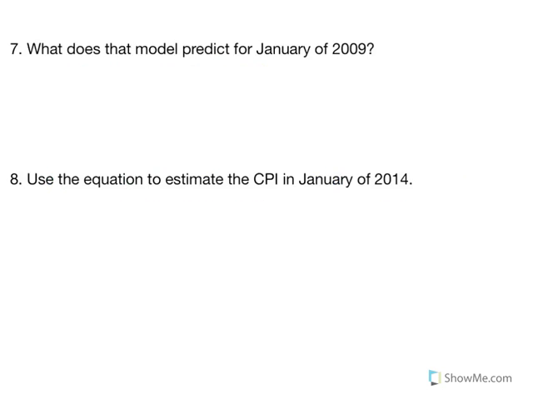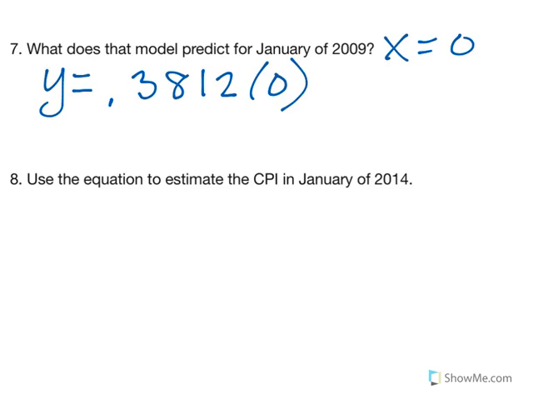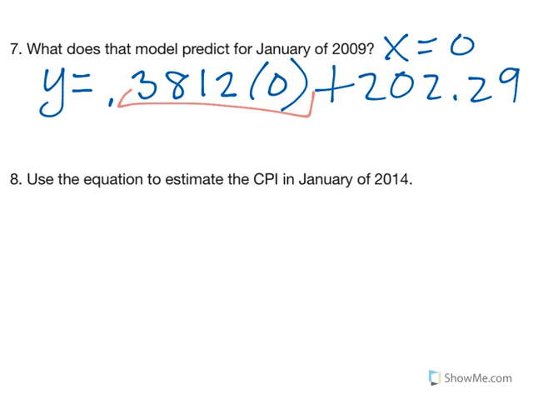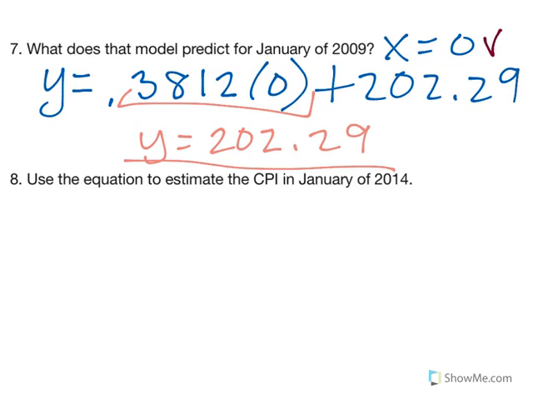In number 7, what does the model predict for January of 2009? Well, remember on your graph that January 2009 has an x value of 0. So I will take my equation, y equals 0.3812, plug in the 0 for x, and add 202.29. This is the kind of math I want to do, right? Because you multiply anything by 0, you get 0. So I end up with just y equals 202.29. So in January of 2009, the CPI was 202.29. We also call that our y-intercept, because remember, the y-intercept occurs when x is 0.